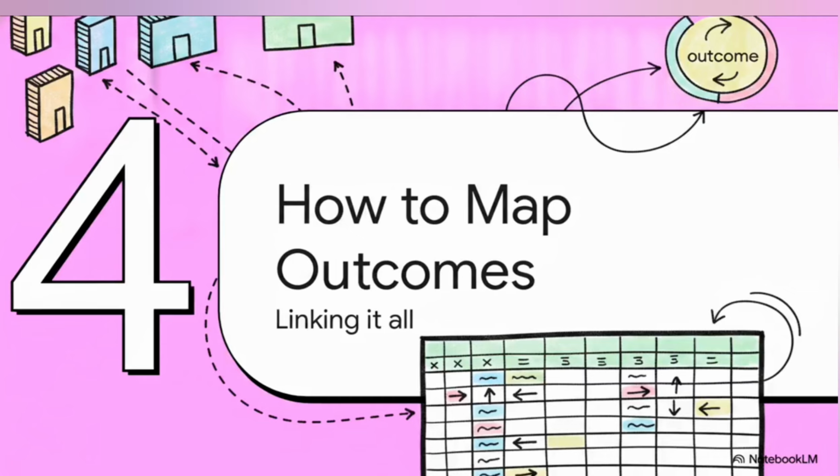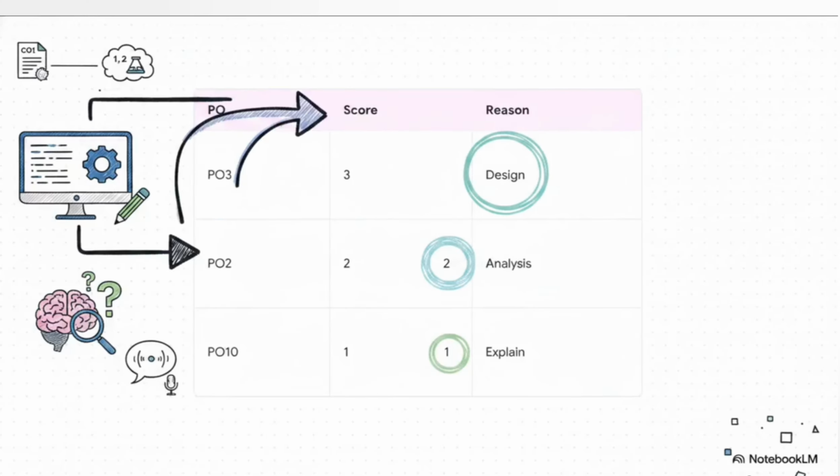All right, Section 4, How to Map Outcomes. So how do we actually prove that the rooms we're building are resulting in a structurally sound house? Well, we map them. And this brilliantly illustrates how faculty actually link these different outcomes together in practice, usually using spreadsheets. Let's look at CO1, Design and Implement Java Programs.